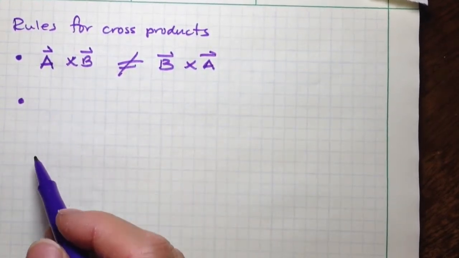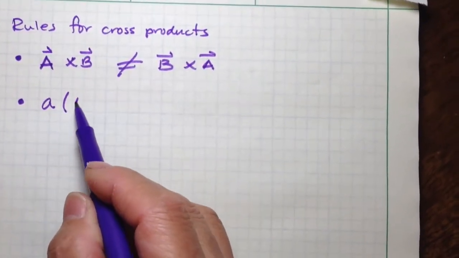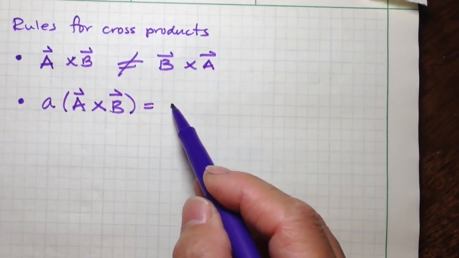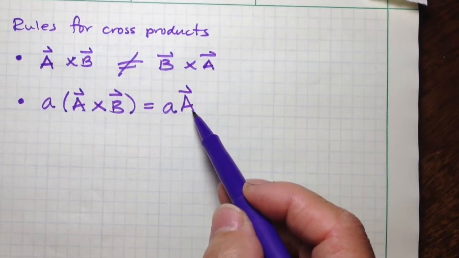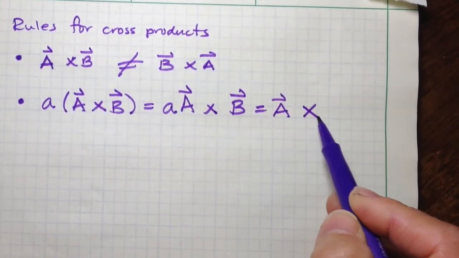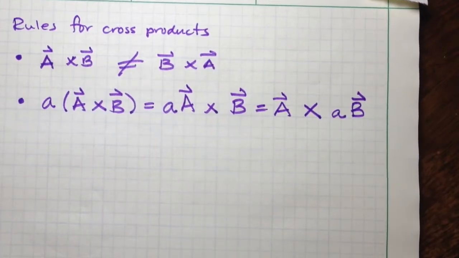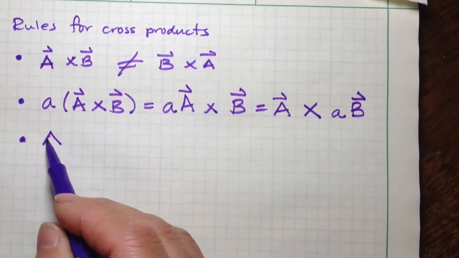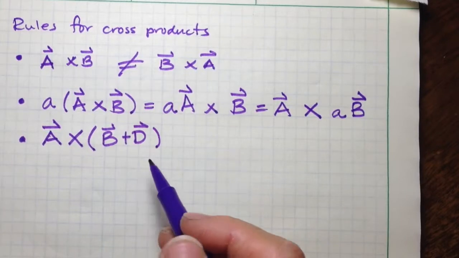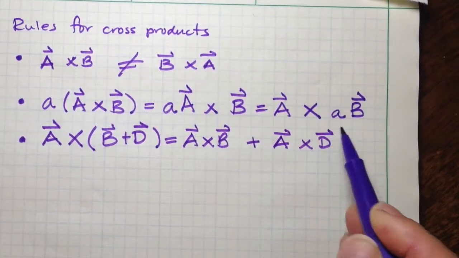We can also multiply a coefficient to this cross product. So let's say we have a scalar value a, and we have it multiplied to A cross B. I can expand that further by saying a times the vector A, cross it with the vector B. That would also be equal to vector A cross the coefficient a times the vector B. And finally, I can have the vector A, and I can cross that with the sum of two vectors, let's say B and D, and that would be equivalent to saying A cross B plus A cross D.